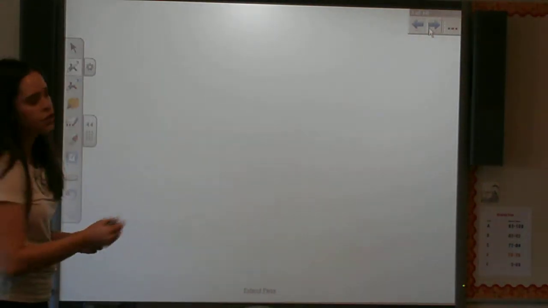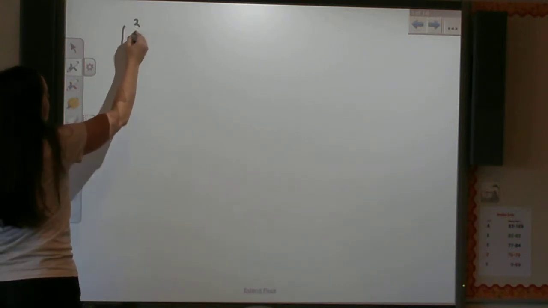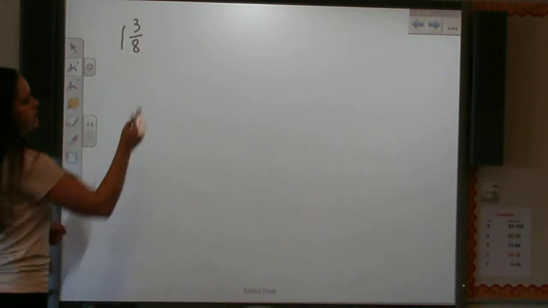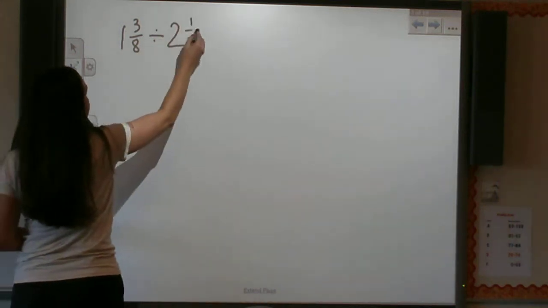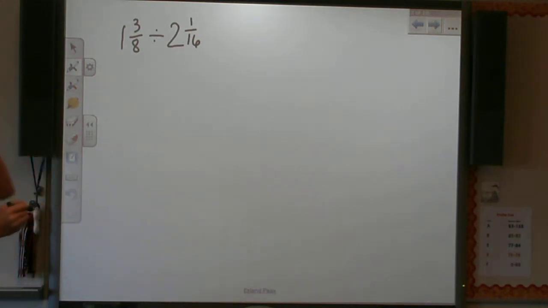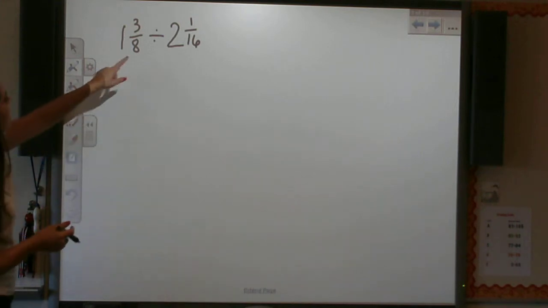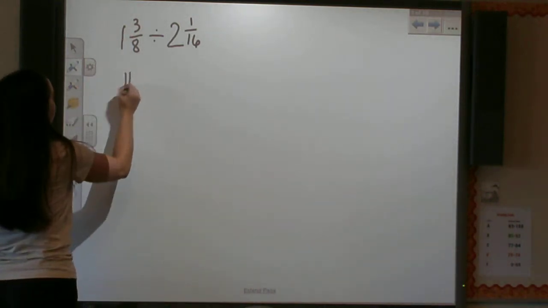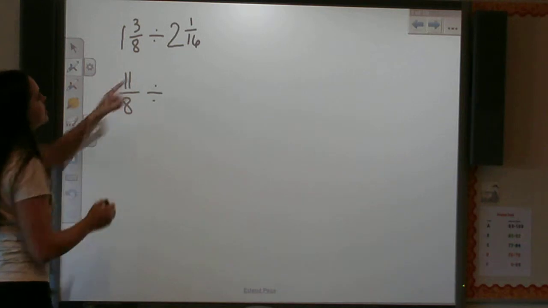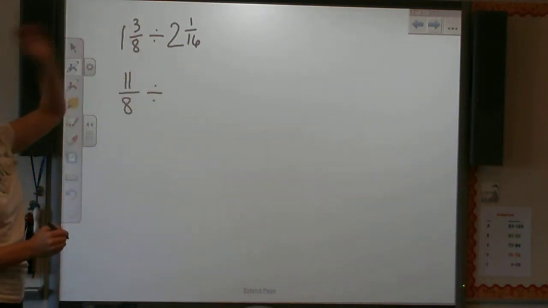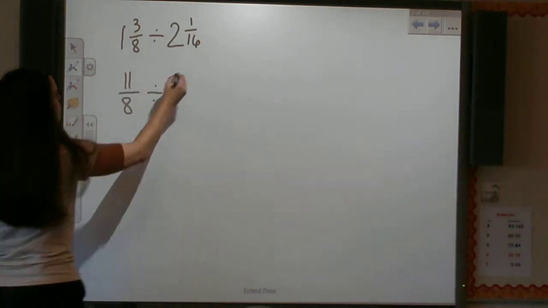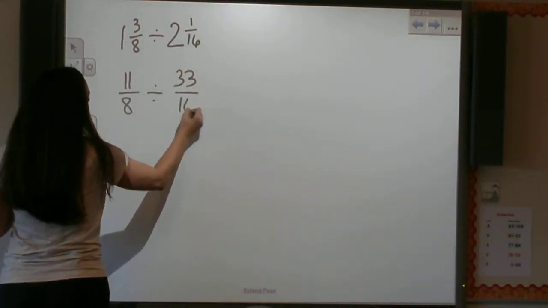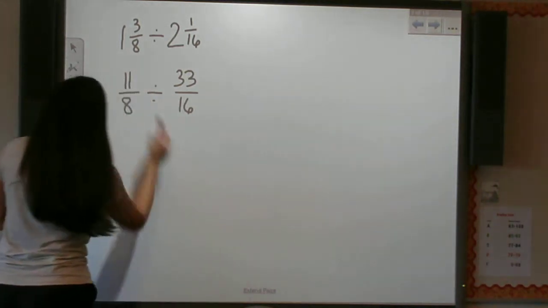All right, let's do 1 3/8 divided by 2 1/16. Okay? So now the first thing I want to do here is get rid of my mixed fractions. So 8 times 1 is 8, plus 3 more is 11. 16 times 2 is 32, plus 1 more is going to give me 33. All right, so now I'm ready for my step 1.